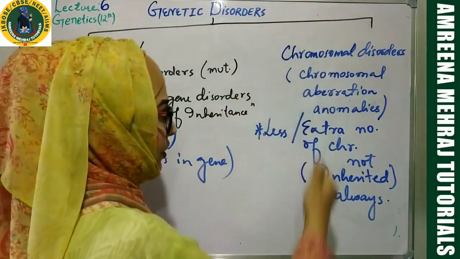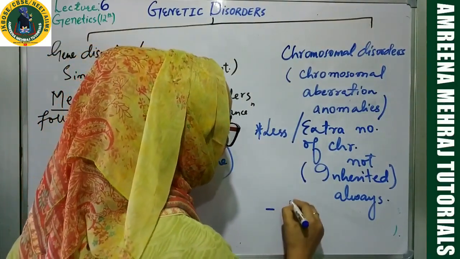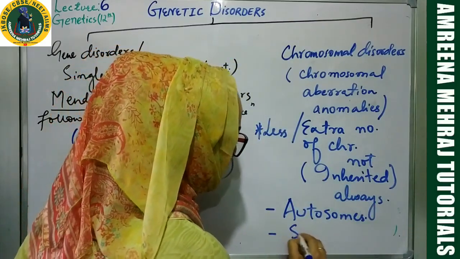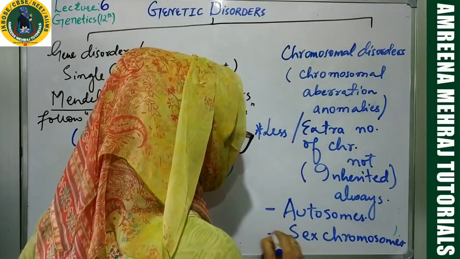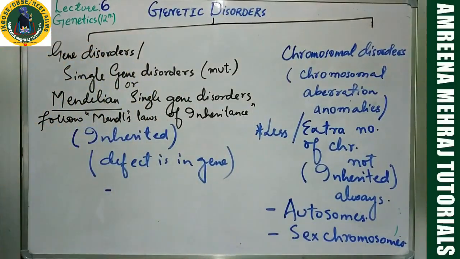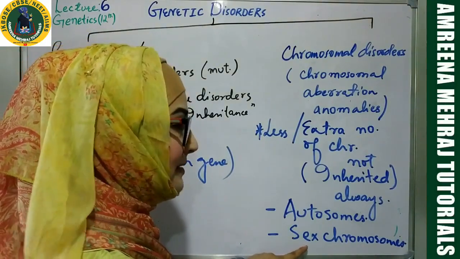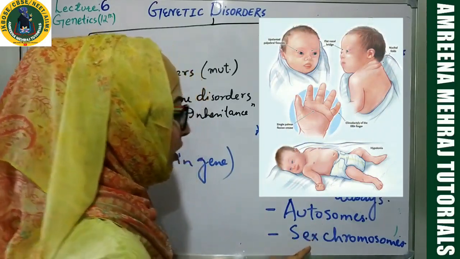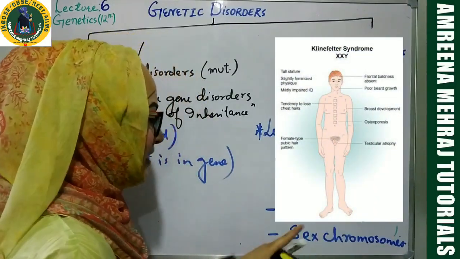Under chromosomal disorders, we'll be discussing two types: those disorders in which the defect lies in the autosomes, and other disorders in which the defect lies in the sex chromosomes. So first of all, get this idea of how many types of disorders we have to study. We'll be discussing Down syndrome, in which you have one more autosome, and Klinefelter syndrome, in which you have a change in the number of the sex chromosomes. So this will be the category.